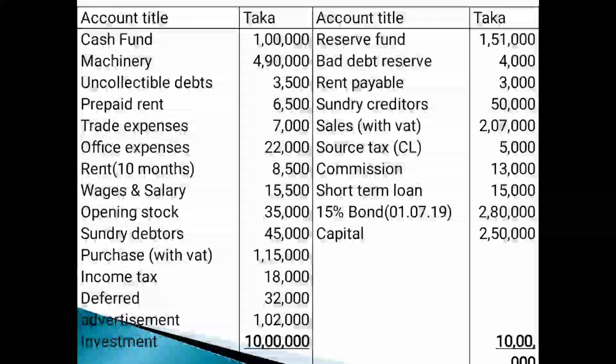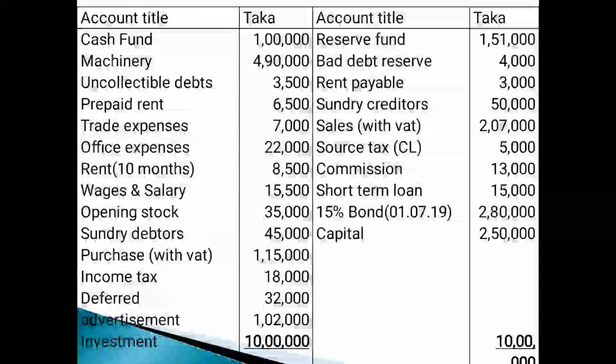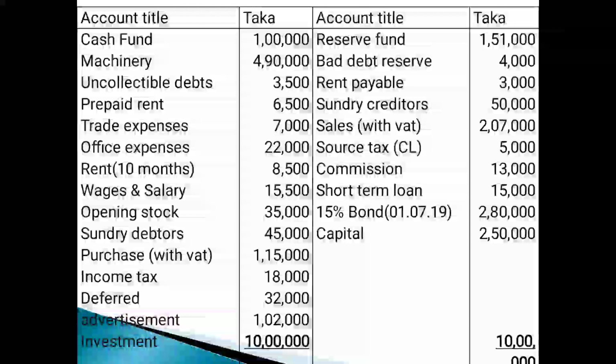Rent for 10 months, that is rent one kind of operating expenses. 10 months paid, that is 2 months due. So 10 months for taka 8,500 and 2 months due, that is taka 1,700. This amount is to be added with the rent amount in operating expenses and the due amount to be shown in current liabilities.